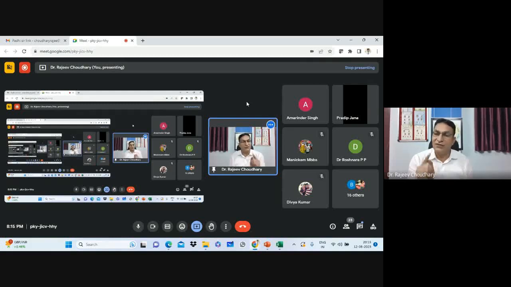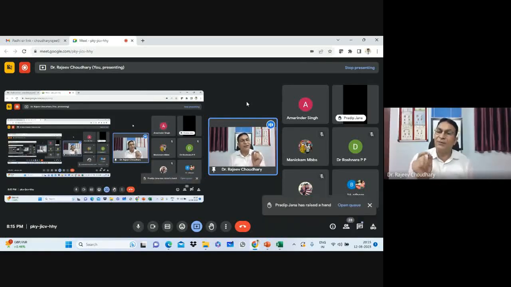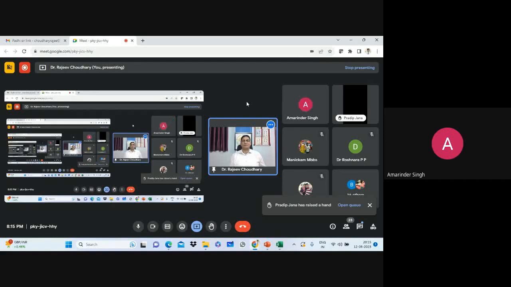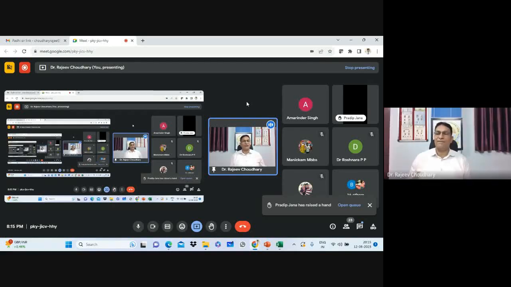Amrinder Singh ji, this technique can be applied with equal sample size and with unequal sample size also. You can take unequal 30, 40, 50, 60. Is it okay? Yes, sir. Any other question? Pradeep ji, hello, please ask.